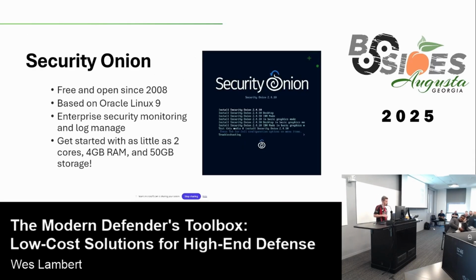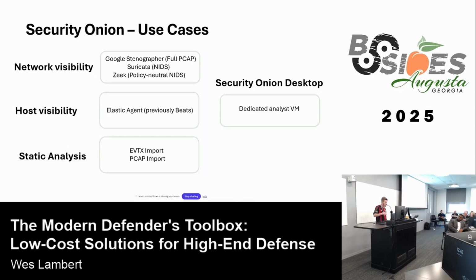So in this case, I'm going to go for Security Onion. Anybody heard of Security Onion? You like Security Onion? All right. Security Onion's free and open. It's been that way since 2008. It's based on Oracle Linux 9. It's really meant for security monitoring and log management. So we're taking in all these different types of logs, all these types of data, network visibility, host visibility. And we can get started with just 2 cores, 4 gigs of RAM, and 50 gigs of disk. So it makes it super easy to set up and get rolling with it.